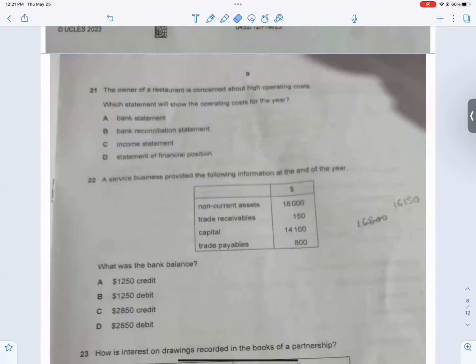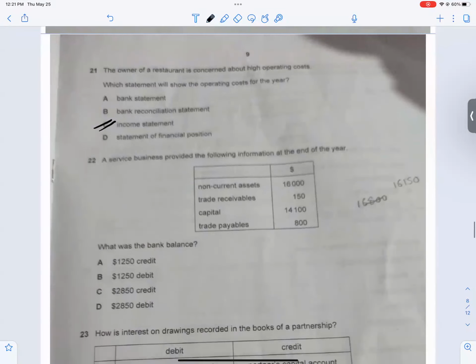The owner of a restaurant is concerned about high operating costs. Which statement will show the operating costs for the year? A is bank statement, B is bank reconciliation statement, C is income statement, and D is statement of financial position. The answer is income statement and it will come under other expenses. Okay, fine. Next one.